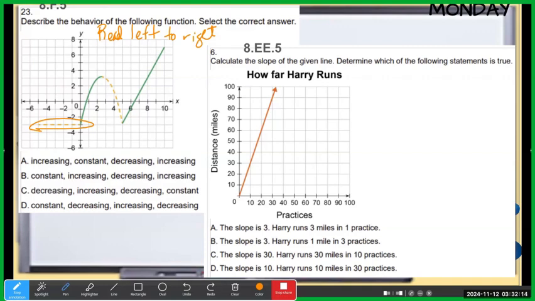And what does constant mean? Constant means I'm not changing. That's why it's a straight line. So that's what constant means: not changing. So in the beginning, it was at a standstill, repeating the same thing. Then what happened? It increased. Then it decreased.